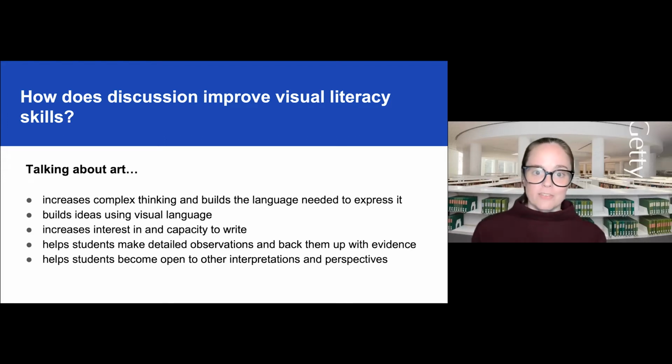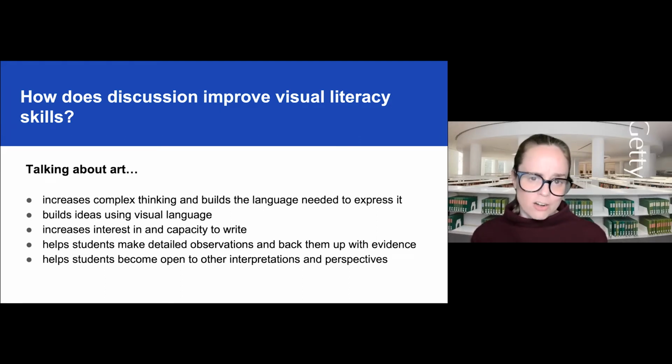We've also found that talking about art increases complex thinking and builds the language needed to express that thinking. Talking about what you see in front of you also builds ideas using a visual language. Trying to match words to what you think about and what you see drives you to seek out more words and explain your ideas.